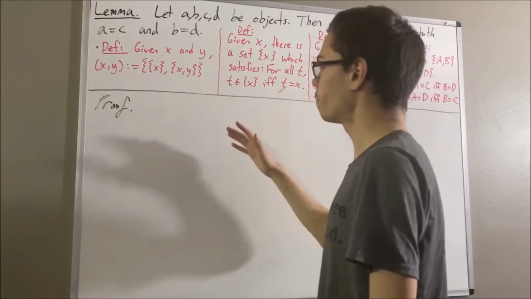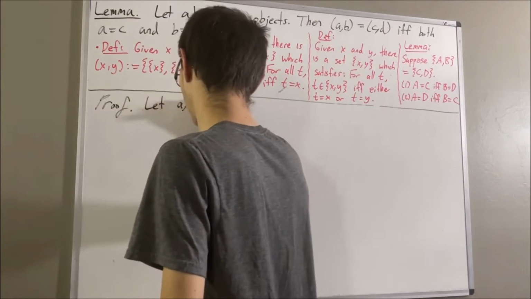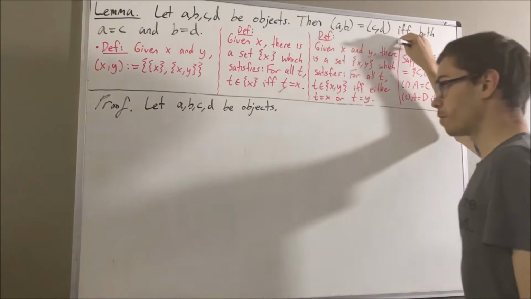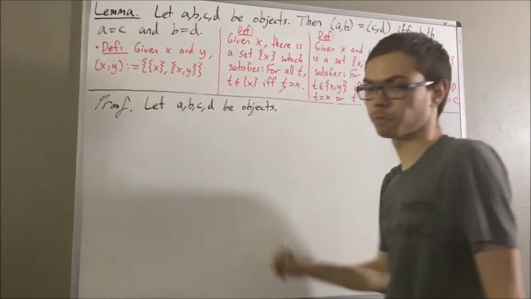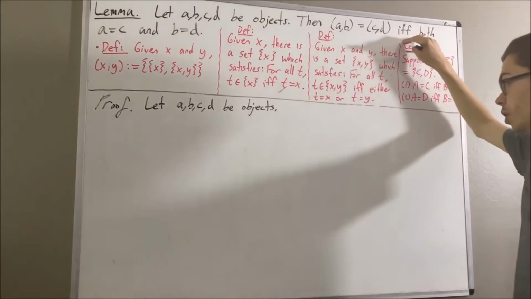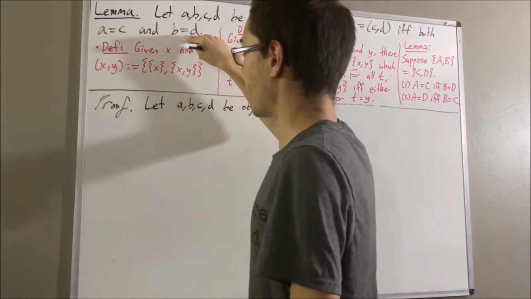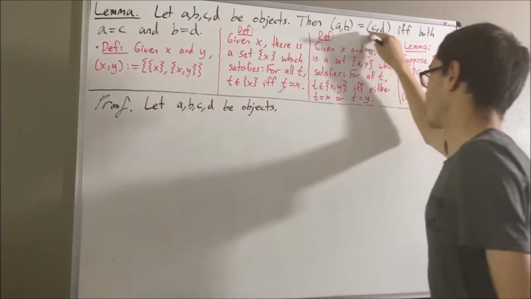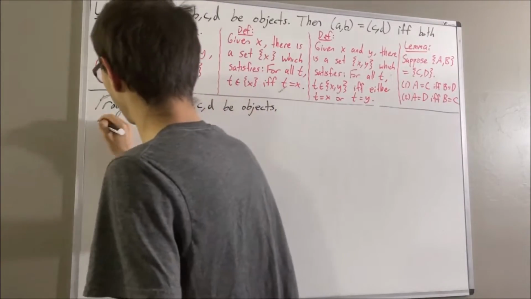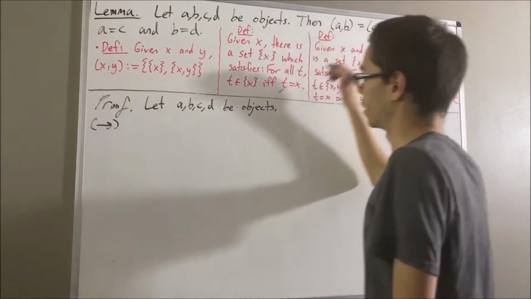To start out our proof, let's give ourselves four objects, A, B, C, and D. And our goal is to prove this is true if and only if both of these things are true. And since we're trying to prove a statement containing if and only if, what we're going to do is prove if this is true, then this is true, and then prove if this is true, then this is true. Let's start by proving if this is true, then this is true. And to do that, suppose A, B is equal to C, D.